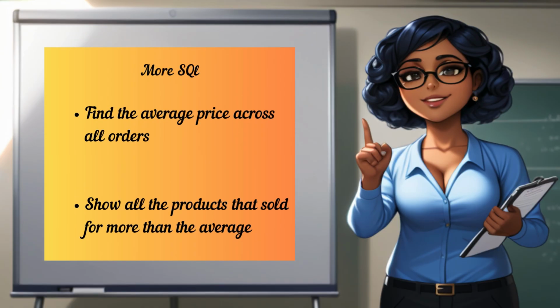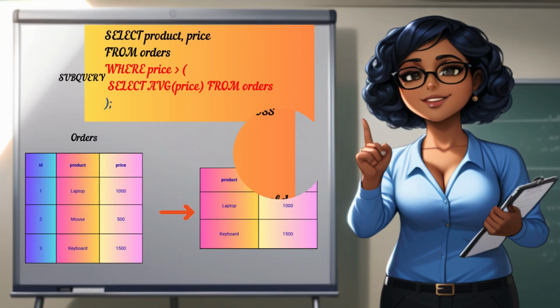I have a question from Bob, one of my smart students. Hey, can you find the average price across all orders? And then show me all the products that sold for more than the average price all in one query? And the answer? Simple, you use an outer query and an inner subquery to get the job done. The inner query shown in red computes the average price and the outer query simply does a select plus where query, which we have already seen before.